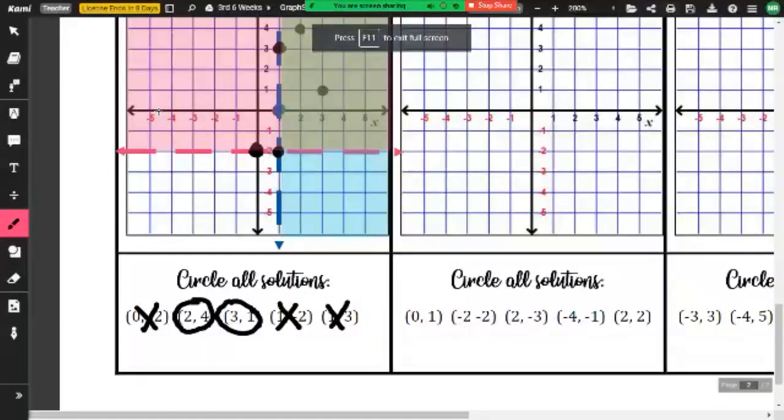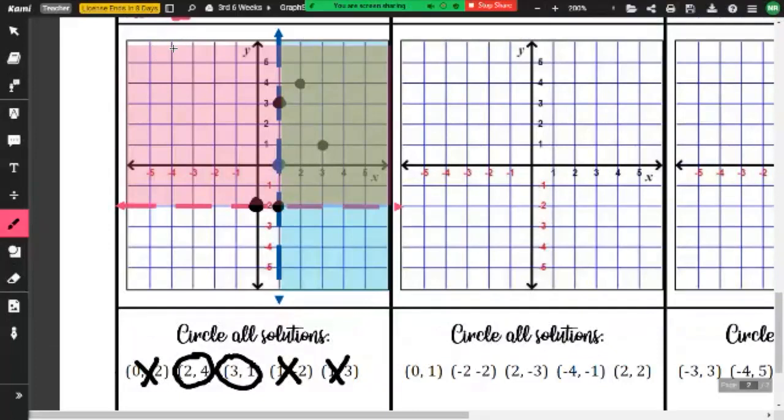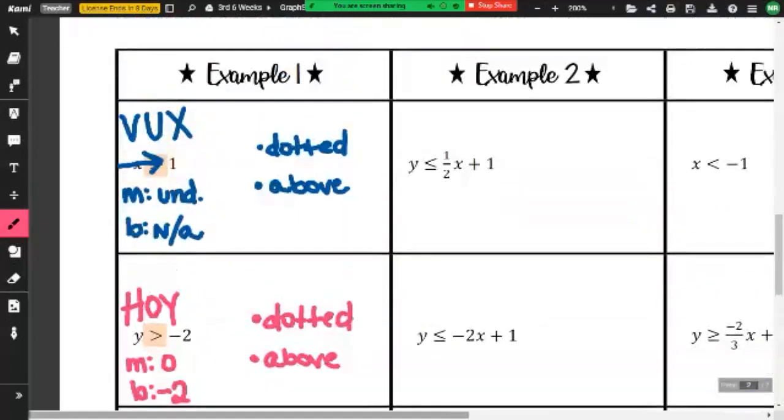Just real quick, I did make a mistake. (2, 4), that is (+2, +4), is up here, and that's in the middle of the double shaded area, so that should have been a solution. I think I graphed it as (2, -4), so I messed up. My bad. Now, let's move on to example 2.